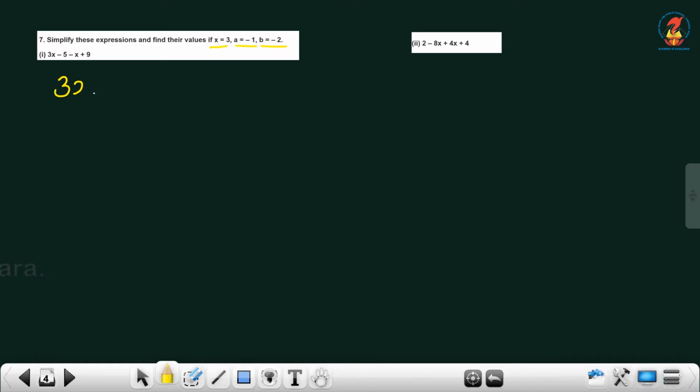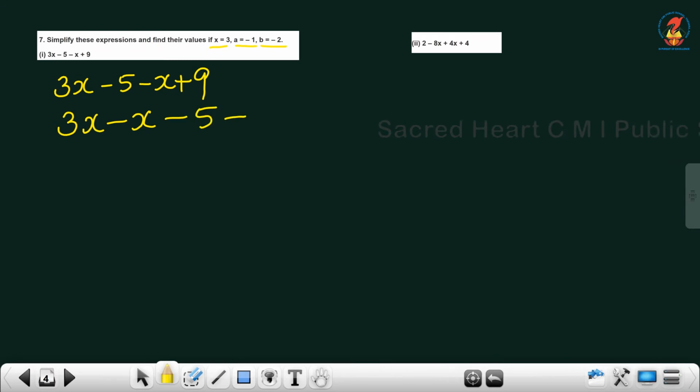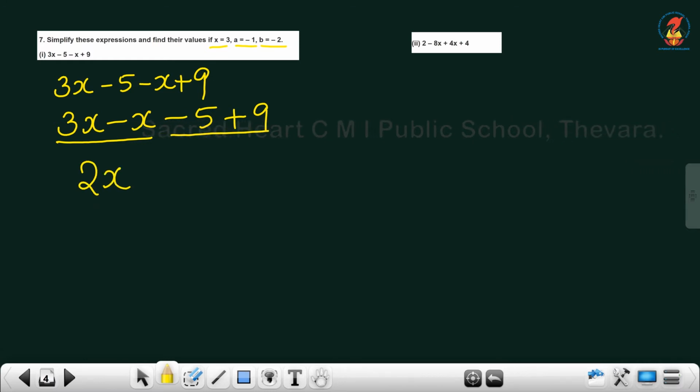3x minus 5 minus x plus 9. This expression contains only x. Okay. First you simplify it. Combine the like terms. 3x minus x, one group of like terms, minus 5 plus 9, other group. Okay. What is the answer here? 2x. And what is the answer here? -5 plus 9. What is the answer? Plus 4.